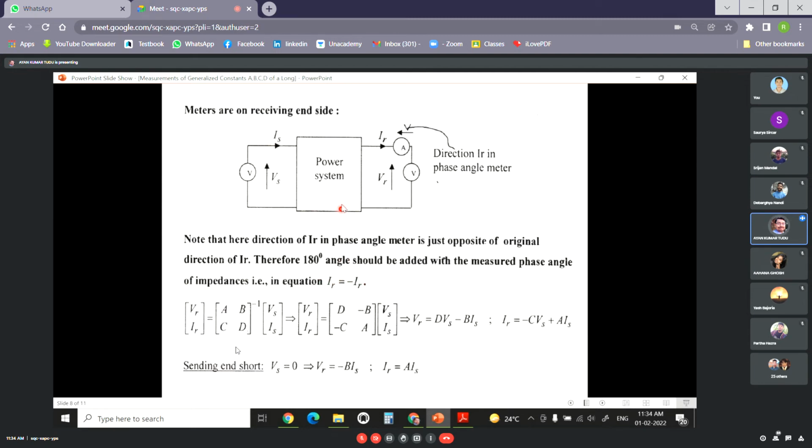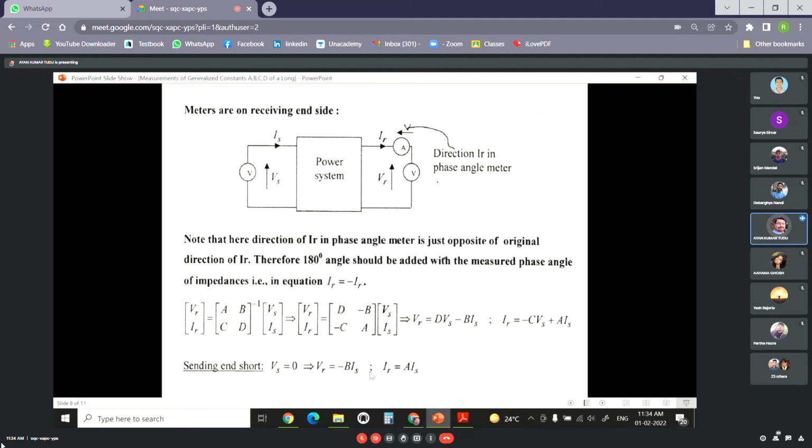So when the meters are on the receiving end side, how can we write the expression of our ABCD parameters? We can write [VR, IR] equal to ABCD inverse [Vs, Is]. From this expression, we can write VR equal to dVs minus BIs, and IR equal to minus CVs plus AIs. Okay, so this is the equation.